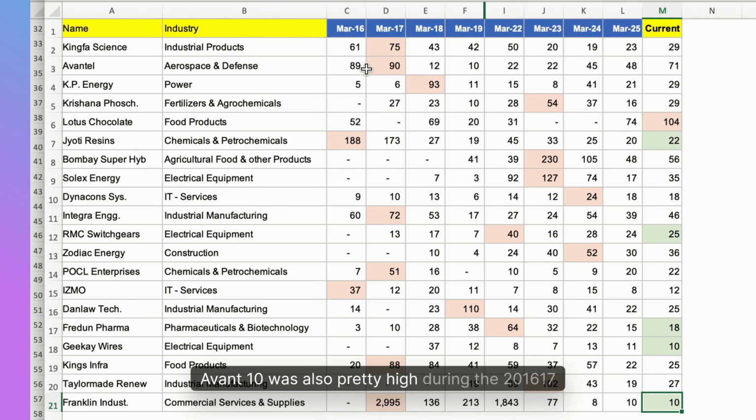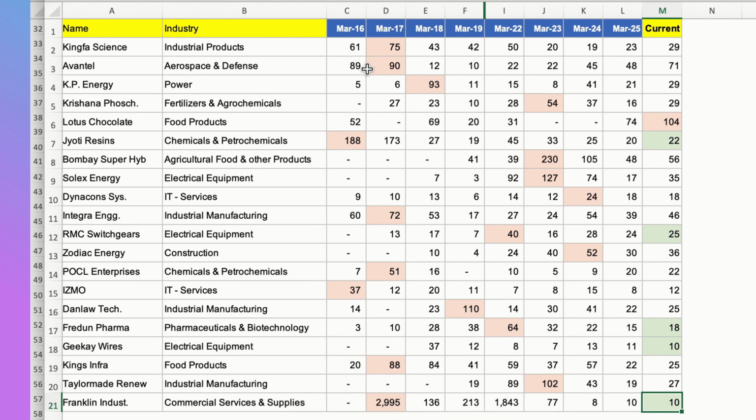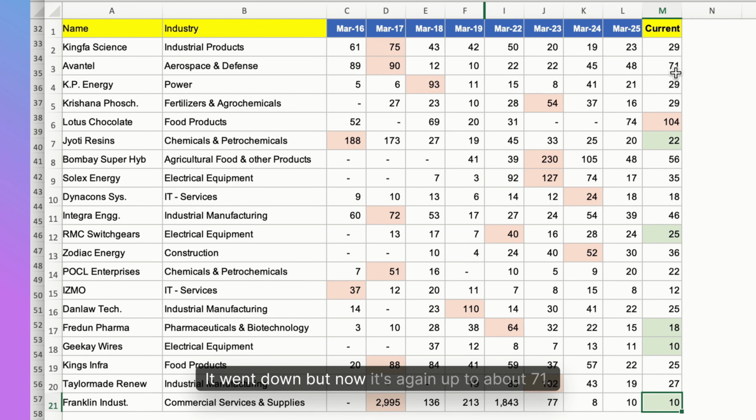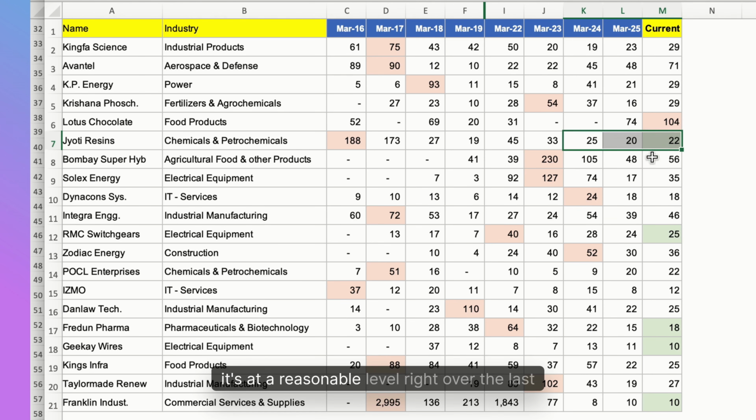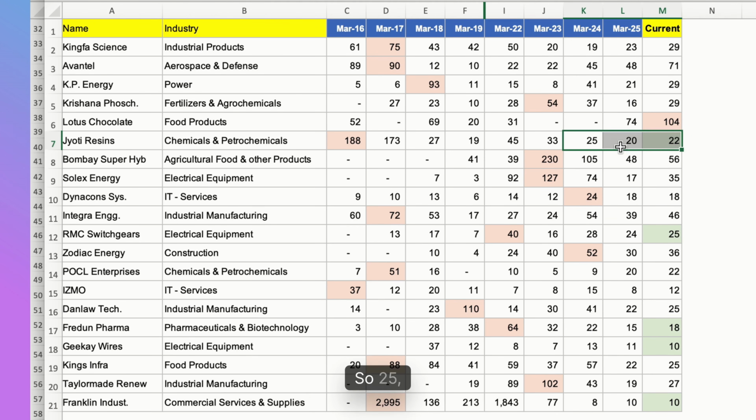Avantel was also pretty high during the 2016-17 period. It went down, but now it's again up to about 71. So maybe it's not that cheap at the moment. You can test it out for a lot of companies. Now, what I've also done is I've marked a few companies in green here. So look at this one, Jyoti Raisins. It's at a reasonable level, right, over the last 3 years. So 25, 20, 22 is the current P ratio. So maybe one can examine this.